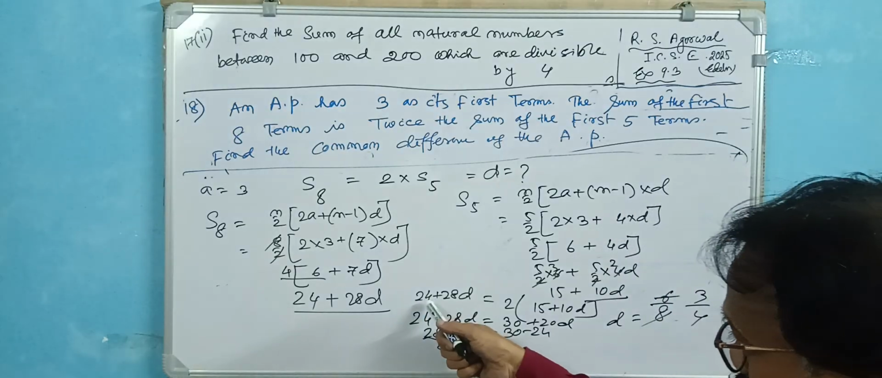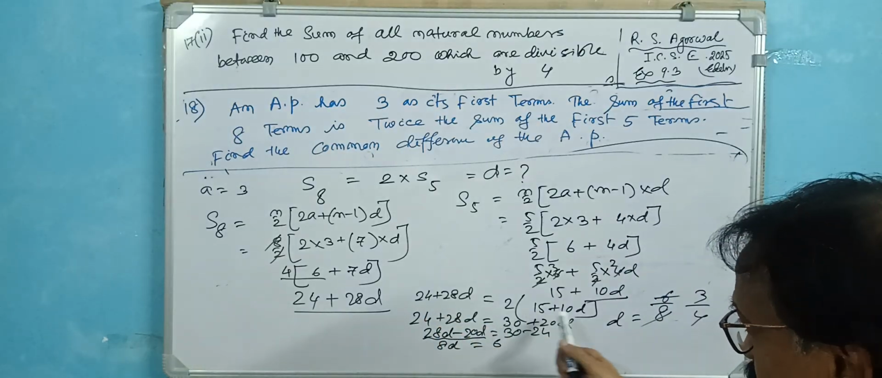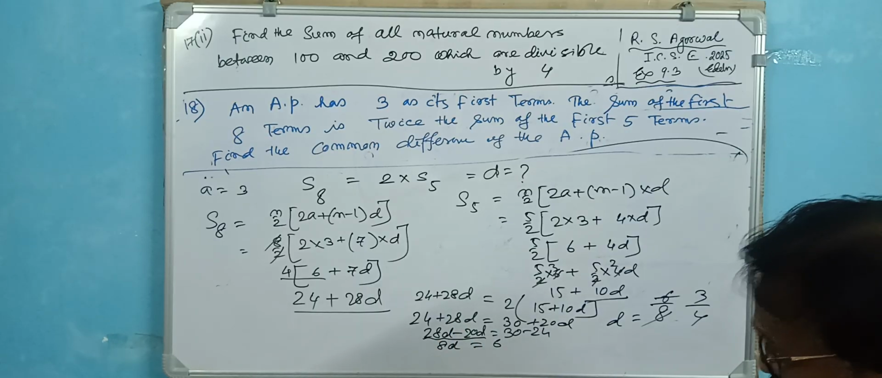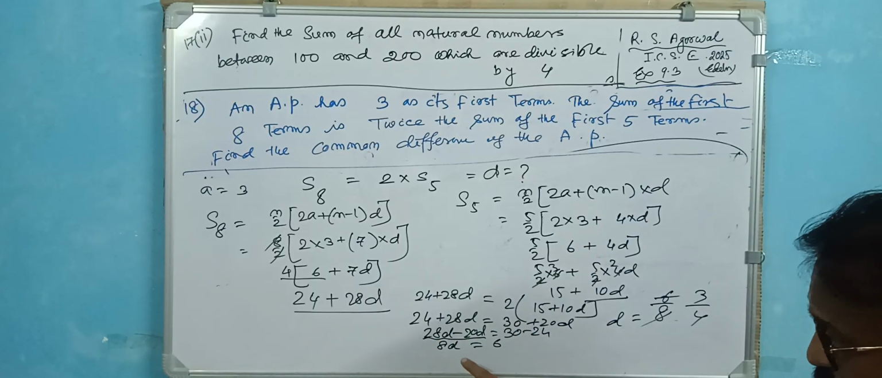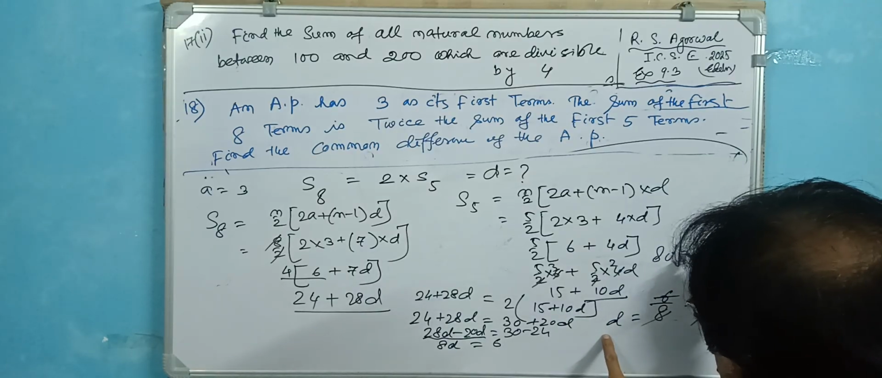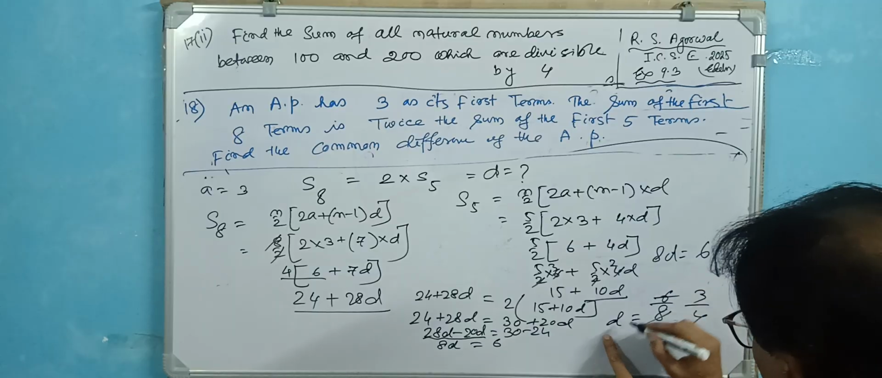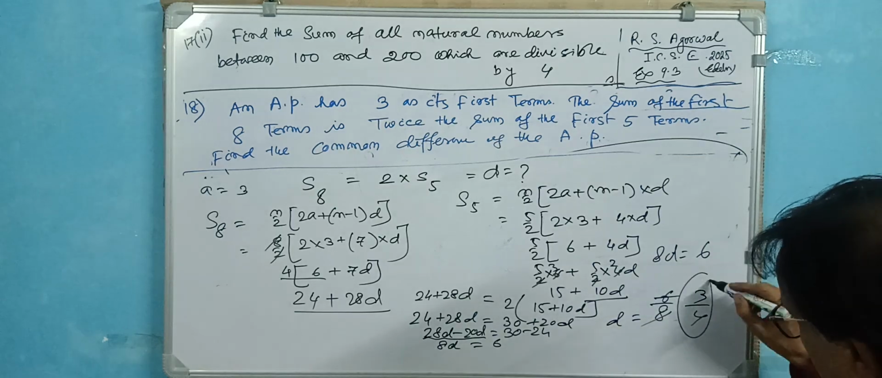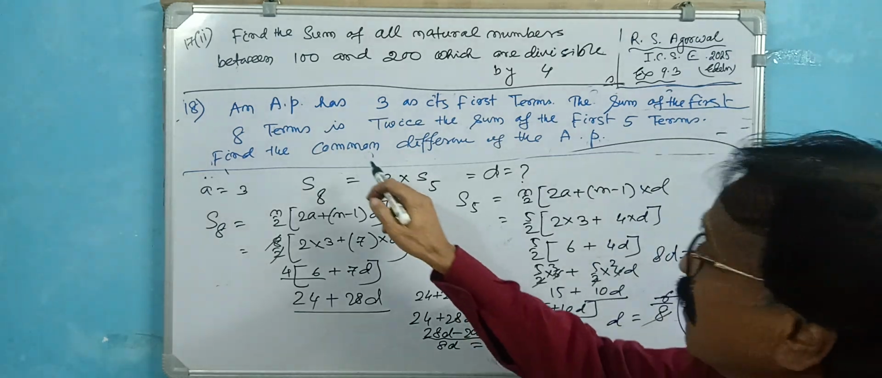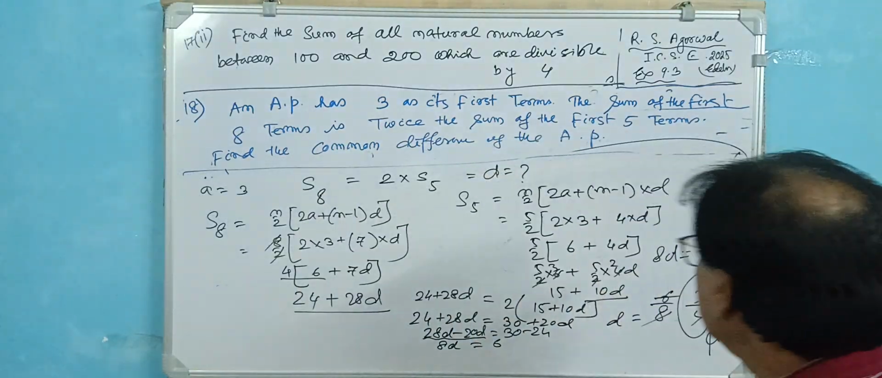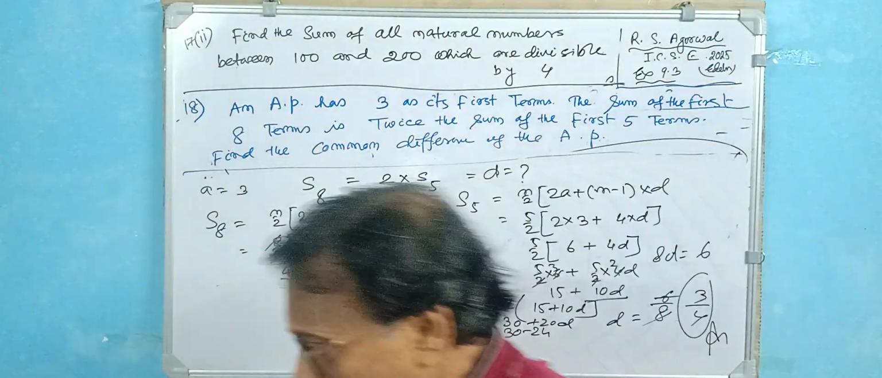So this is 24 plus 28D is equal to 30 plus 20D. 20D is shifted, so 28 minus 20 is 8, 30 minus 24 is 6. So 8D is equal to 6. So D is 6 by 8, 6 by 2 is 3, 8 by 2 is 4. So this is the ultimate answer. Find the common difference of the AP. So the common difference is 3 by 4. Okay?